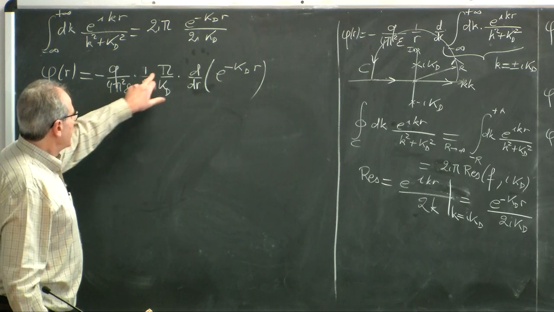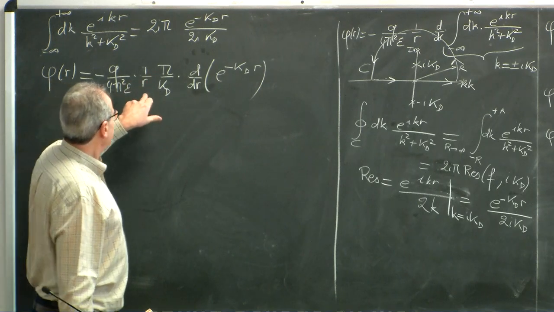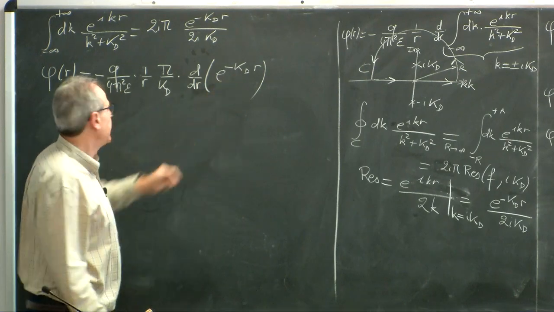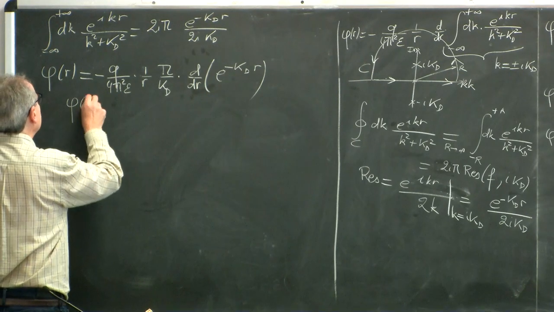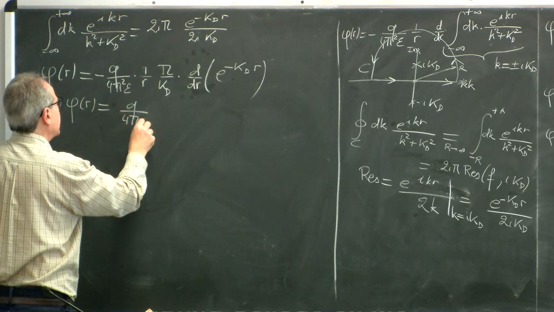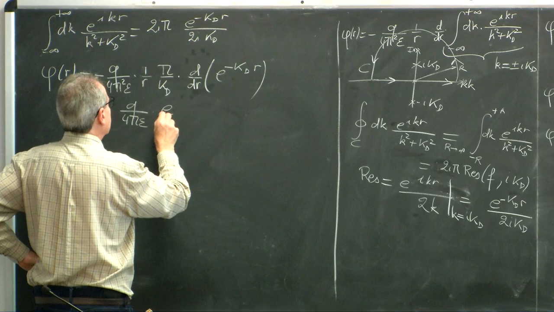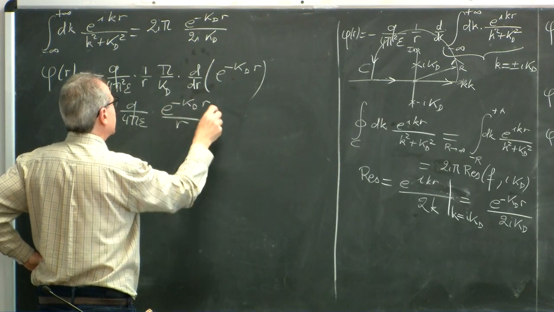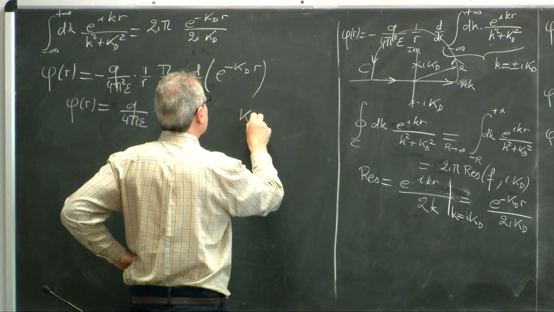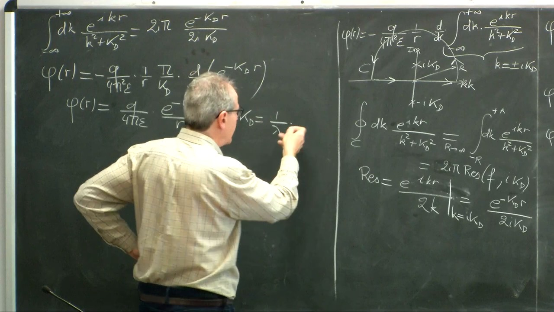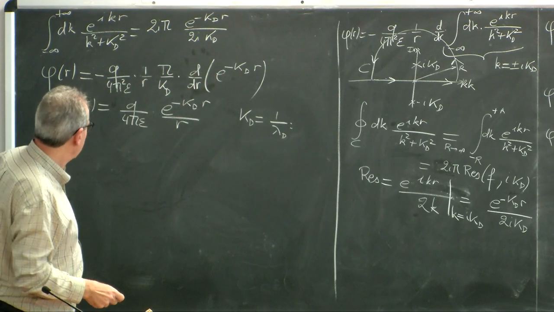So one of the pi's goes away. You take a derivative, the minus sign goes away, you bring down a kd, and you get the final result that phi of r is equal to q over 4 pi epsilon e to the minus kd r over r, where kd is 1 over lambda d, the Debye-Hückel constant.